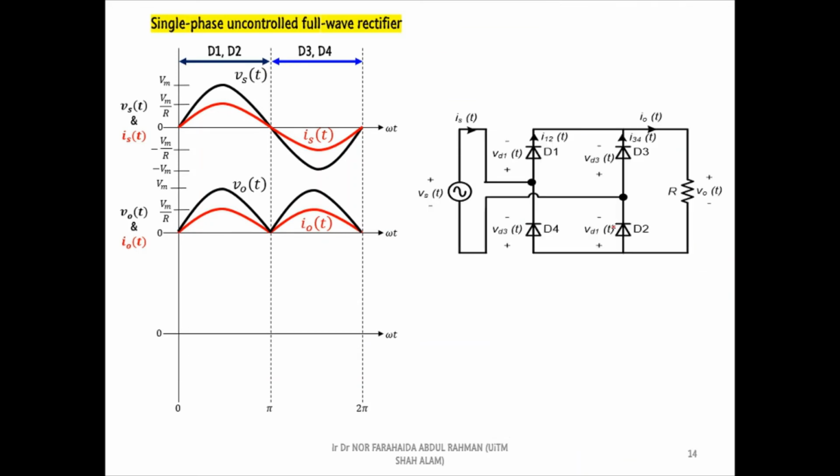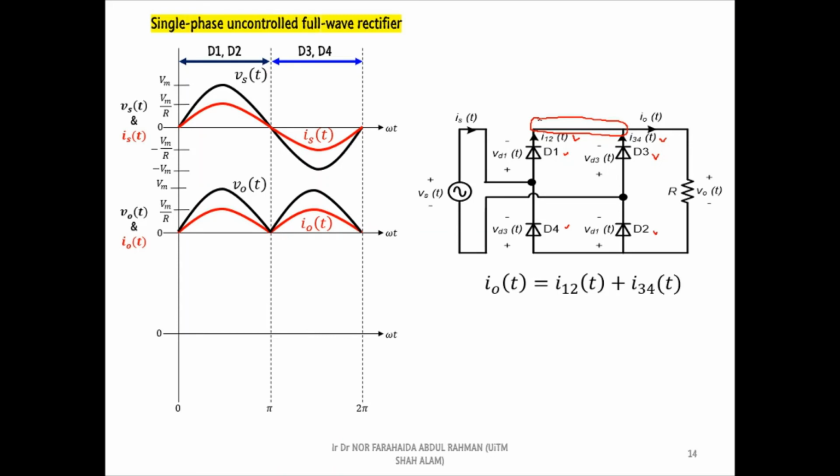Now, I will apply KCL on the rectifier circuit to obtain the relationship between the output current and the diode currents. Current I12 is referring to the current that flows through D1 and D2, and current I34 is referring to the current that flows through D3 and D4. If we apply KCL at this point, then the output current is equal to I12 plus I34.